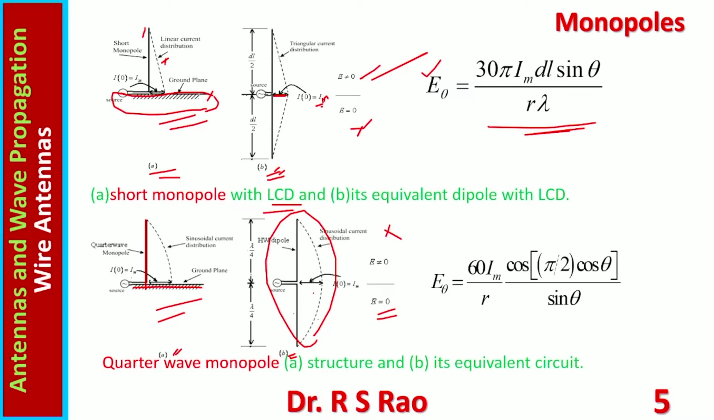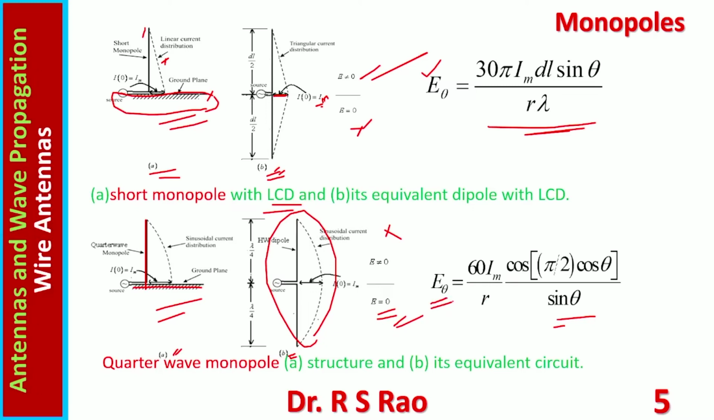We have already analyzed the half-wave dipole in an earlier session. It gives a field intensity equal to 60 Im by r cos(pi/2 cos theta) by sin theta. So the quarter wave monopole gives field intensity same as the field intensity given by the half wave dipole above the ground plane, and below the ground plane its field intensity is 0. This is the conclusion. Before going further, one or two important points regarding these expressions.